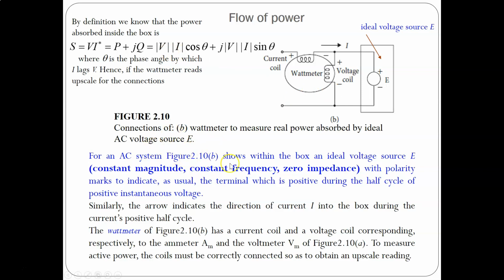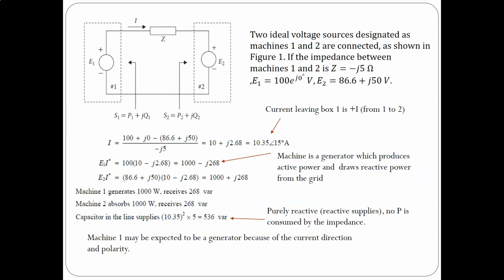For an AC system, as you can see here, the figure shows within the box an ideal voltage with polarity marked to indicate, as usual, the terminal which is positive during the half cycle of the positive instantaneous voltage. Similarly, the arrow indicates the direction of current I into the box during its positive half cycle. The wattmeter, as I said, has a current coil and a voltage coil to measure the active power, and the coils must be correctly connected so as to obtain an upscale reading. Let's look at our case here.